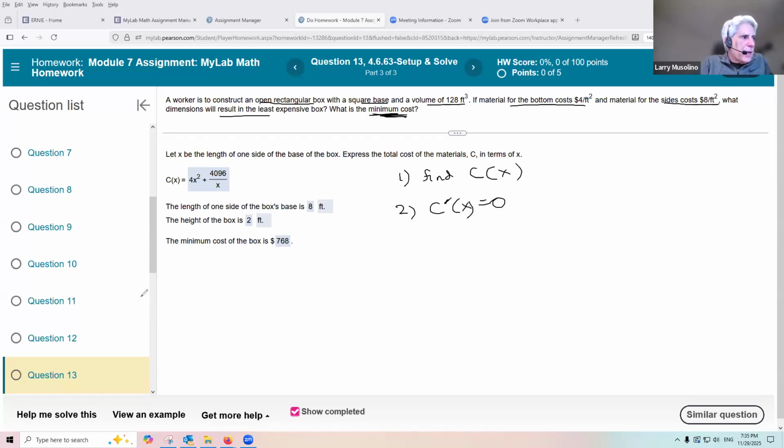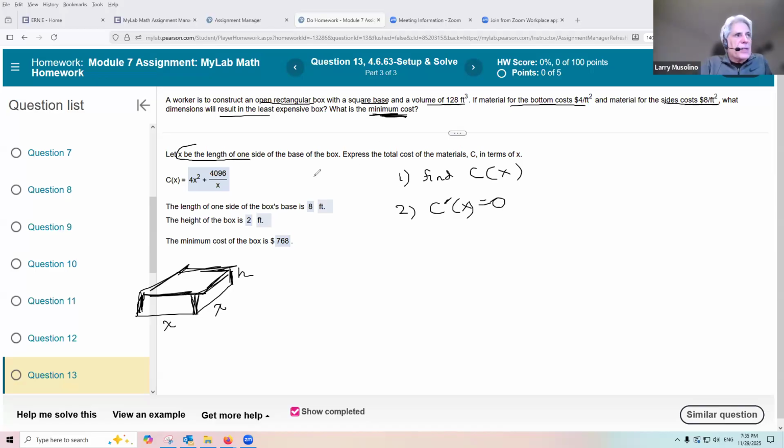Now, it's a good idea to draw a diagram here. They're telling us it's a square base, and the box is going to have some height that we don't know. So let me try to draw this. Here's the box they're talking about. The base is square, so if the base is marked x and x, the height we can label as h, or we can label it as y. Of course, we can label this whatever we want, but they did say to use x to represent the length of one side of the base. All right, let's go to part A.